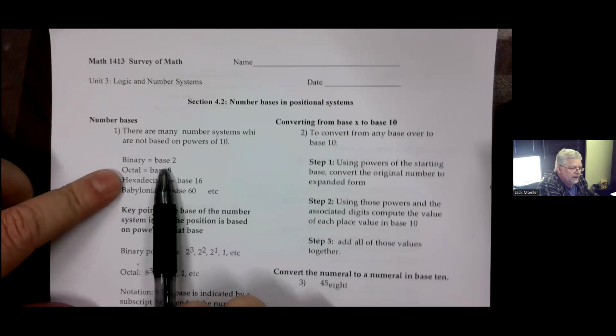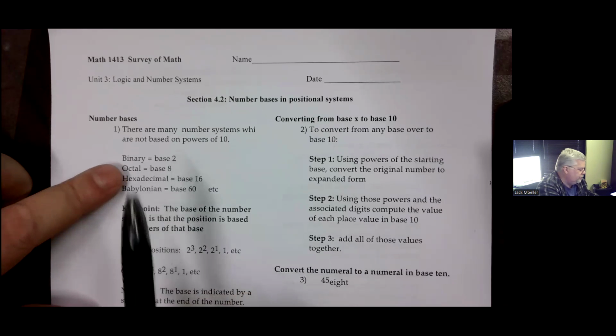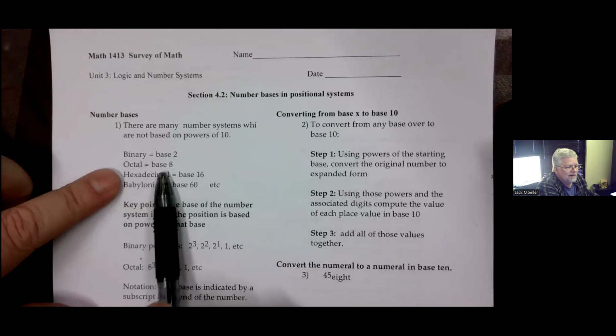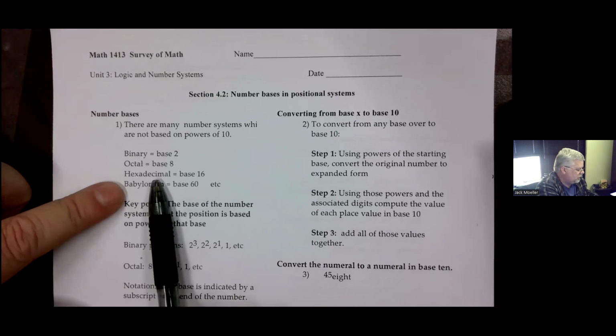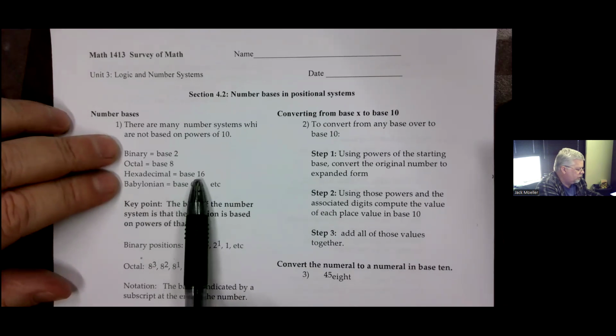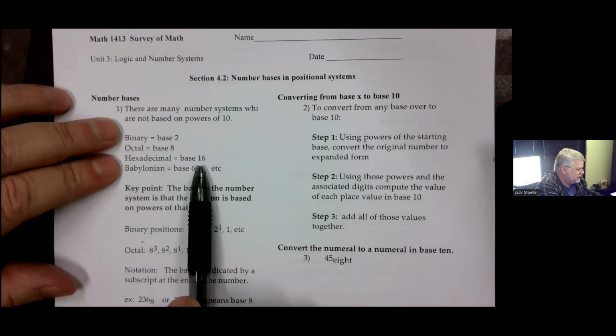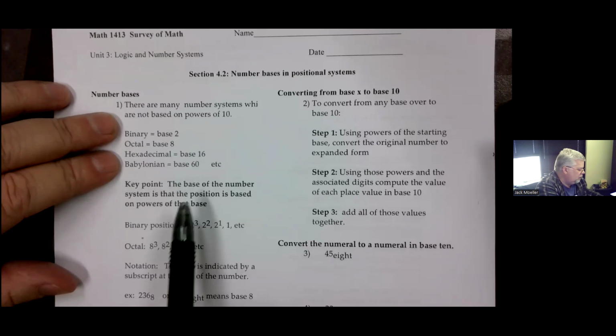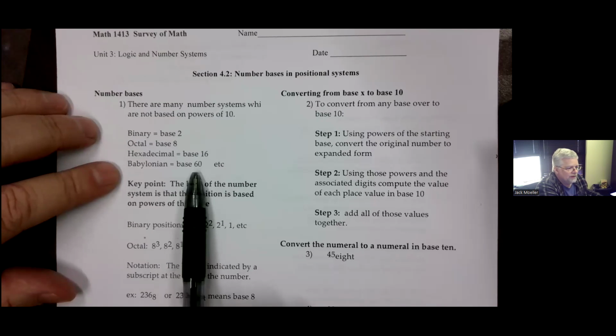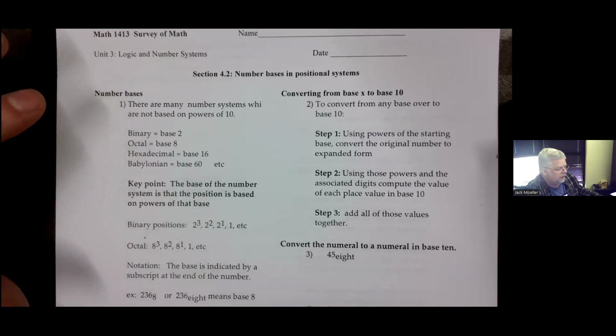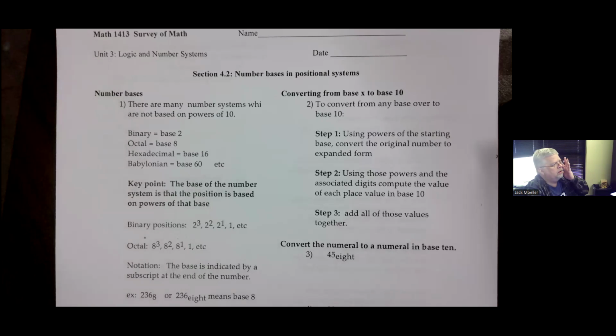Okay, so number bases. When we talk about the base, binary is base 2, octal is base 8, and hexadecimal is base 16. Both binary and hexadecimal are important in computing. We talked about the Babylonian, which is base 60. I briefly mentioned the Mayan system, which is base 20.